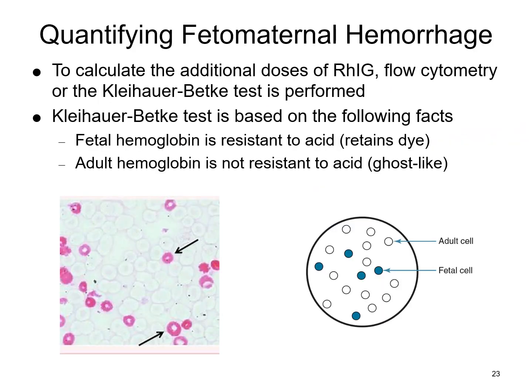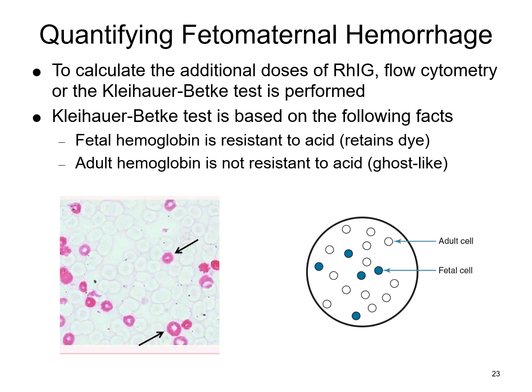Now, to quantitate it, you actually do the Kleihauer-Betke test. And so with this test, it's based off of the fact that the fetal hemoglobin is resistant to acid. So it will actually retain the dye, whereas the adult hemoglobin is not resistant to the acid, so you get that ghost-like cells. Remember, when an infant is making its red cells, infants have a different hemoglobin makeup. This is what we learned in hematology. Their hemoglobin makeup is different than an adult hemoglobin, so it takes them a little while to get that adult hemoglobin.